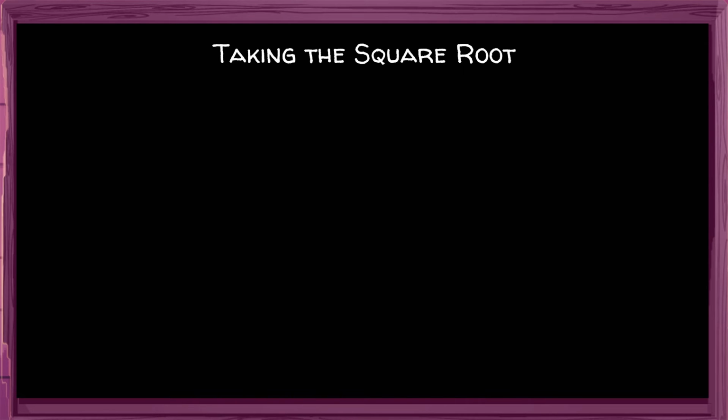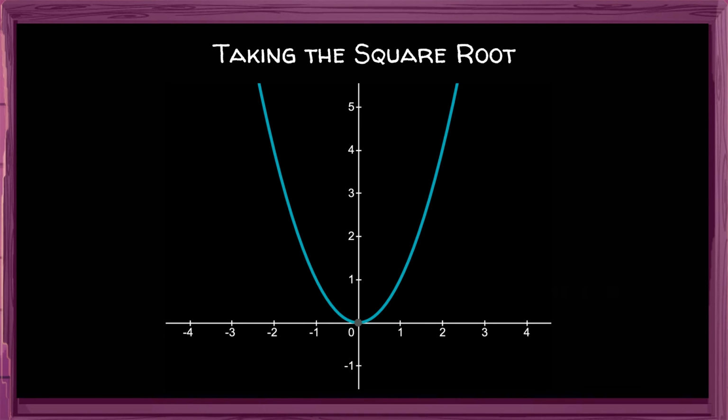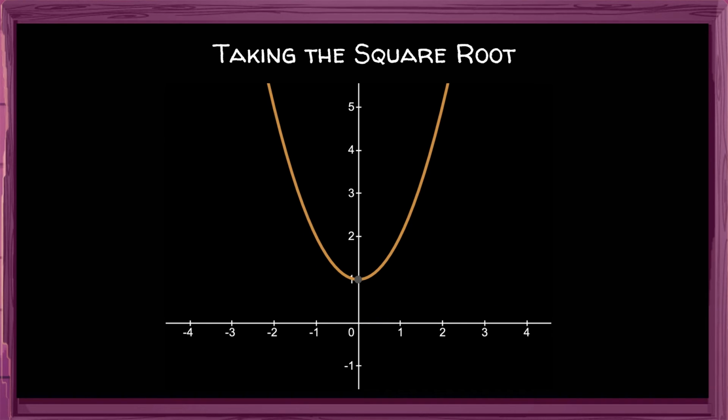Let's see a type of problem that uses our technique of taking the square root in a new way. Our last two problems have had two answers, but quadratic equations do not always have two answers. We've seen that some parabolas touch the x-axis twice, which means that they have two solutions. But some touch the x-axis just once, so they only have one solution. And some never touch the x-axis at all, which means that they have no solutions.